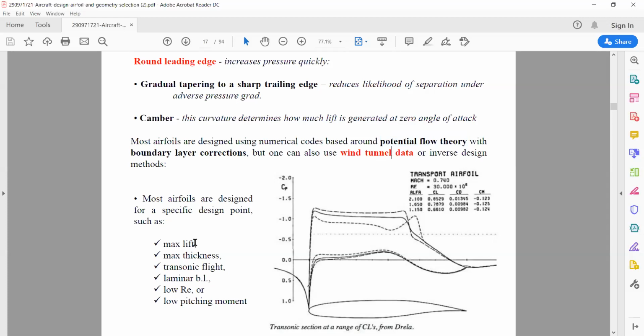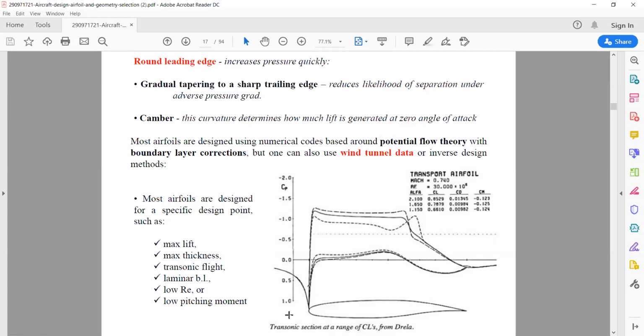So we are designing the airfoil to achieve the maximum lift and maximum thickness, because it is a home for the landing gear as well as the fuel, and for transonic flight. And what is transonic? It is the transition state from sonic to supersonic. It is called transonic. And also a laminar boundary layer, low Reynolds number or low pitching moment. Okay, these are the parameters we are going to consider, the special design point considerations.